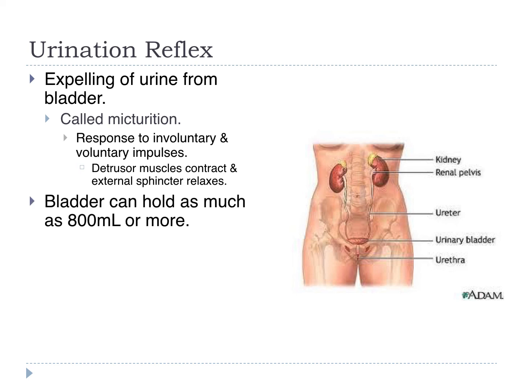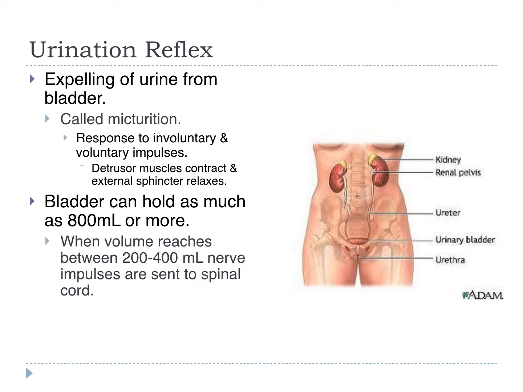Your bladder can hold as much as 800 milliliters or more, depending upon the individual. When volume reaches between 200 and 400 milliliters, nerve impulses get sent up to the spine, which is why this is known as a reflex, and it causes the feeling that you have to go. This is why, if you're on a road trip with your family, some family members have to find a restroom every hour on the hour, and other people are able to go a few stops before they need to use the restroom. Everyone's bladder is different and everyone gets signals differently.